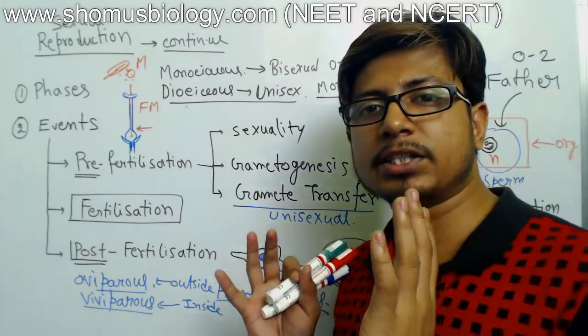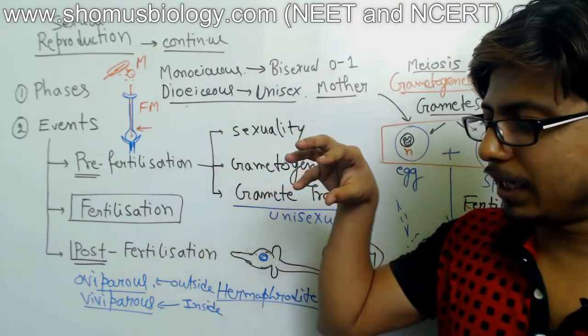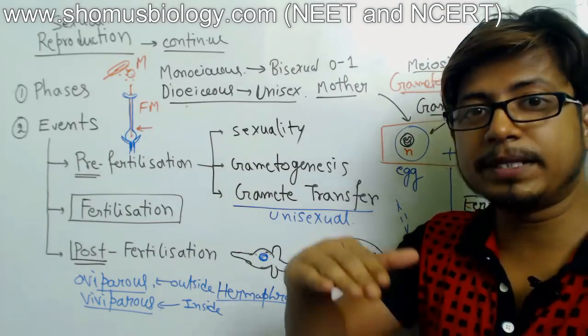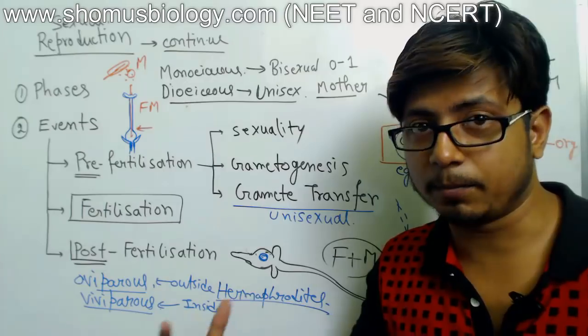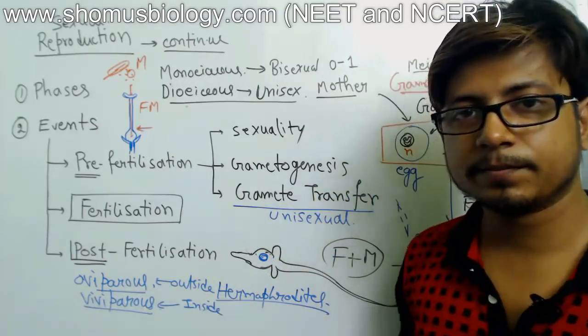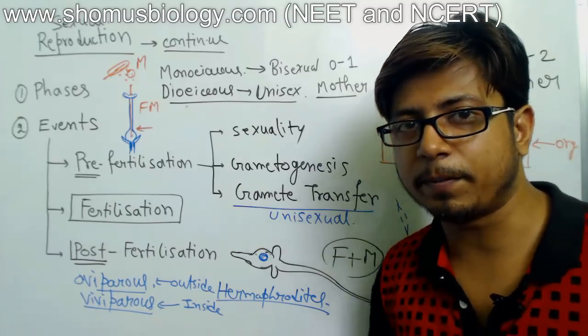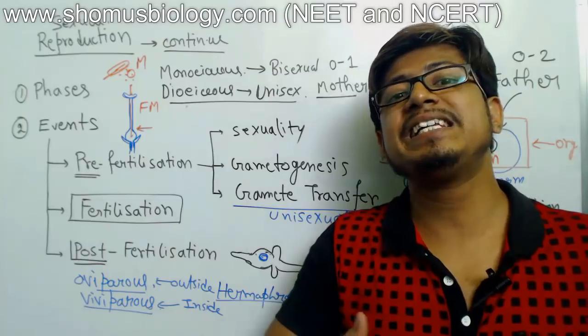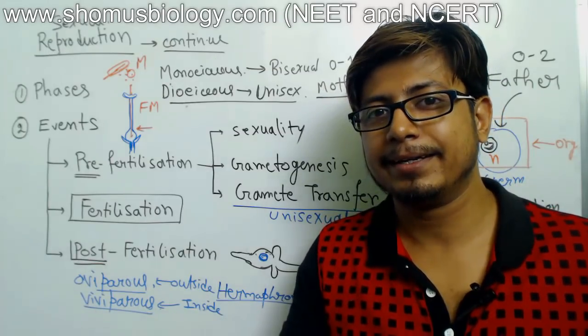Because let's say the fertilization event is done and the duck lays an egg outside, and then it develops the egg outside their body by proper incubation. That is oviparous. But for humans, it is viviparous. The process and nurturing of a child takes place inside the body, not outside, right?